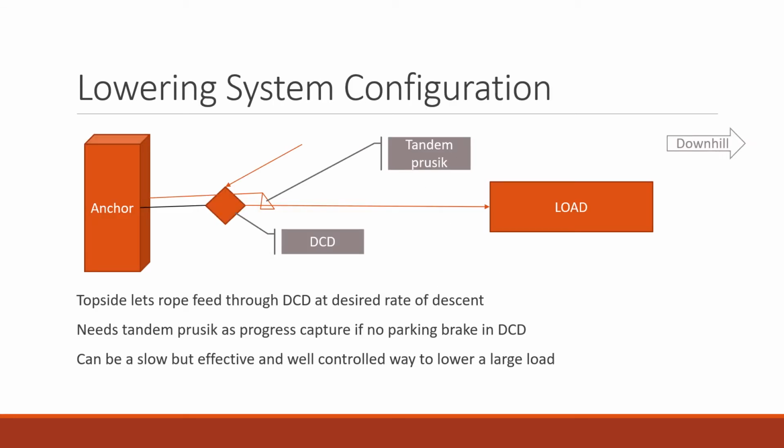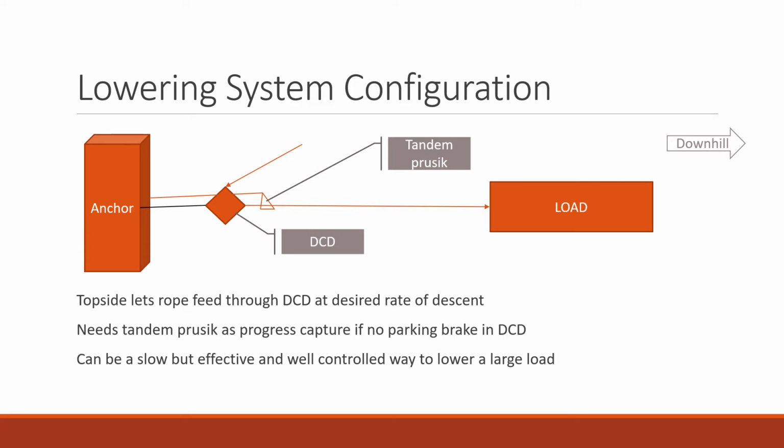So what does a lowering system look like when it's built? We'll see more system diagrams like this as we go through. Orange is generally going to be the main line. You'll see little arrowheads on there to show direction of movement. Big anchor. There's that descent control device that is attached to the anchor. Then you have a tandem prusik, so that in the event that load falls or you screw up with the descent control device or anything like that, you can capture that load and they don't fall. So have that tandem prusik. Rope pays through the descent control device where we have someone controlling how the load moves down the hill. Nice and simple, easy to build, good system, slow but very effective and very controlled.